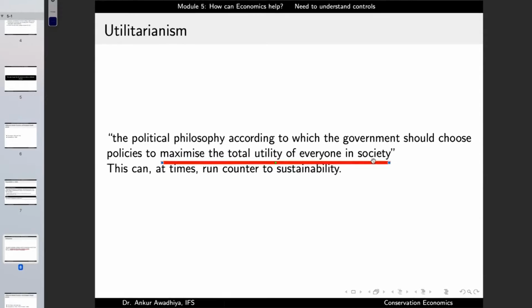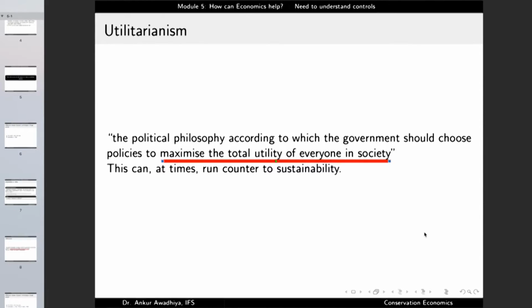So, it is the political philosophy according to which the government should choose policies to maximize the total utility of everyone in the society. Now, the important thing to keep in mind in the case of utilitarianism or its definition is that nowhere does it say that we need to maximize the utility for the current society as well as of the future generations. It does not say that. It just says that we need to maximize the utility.